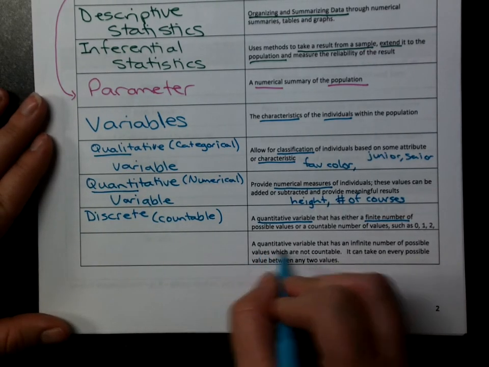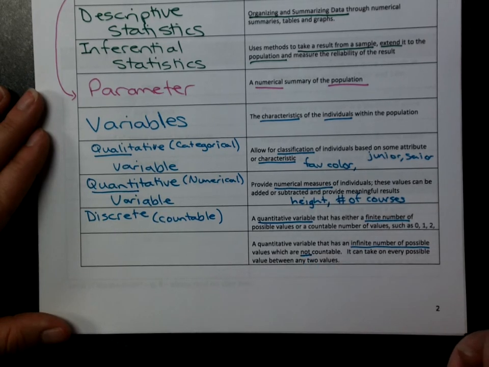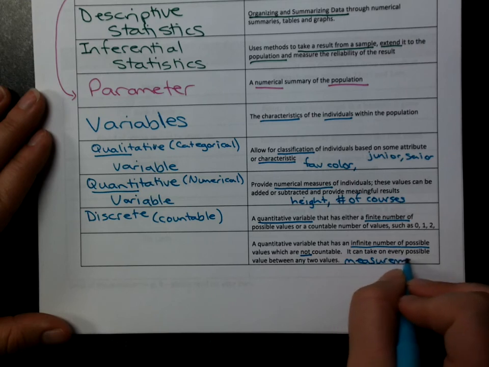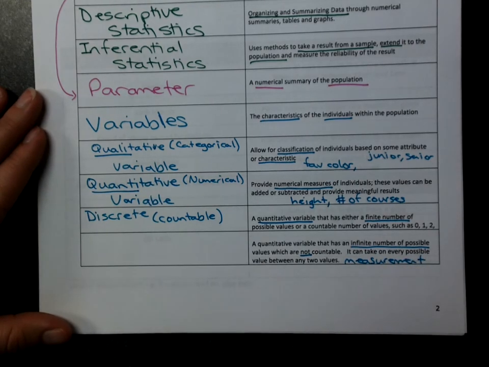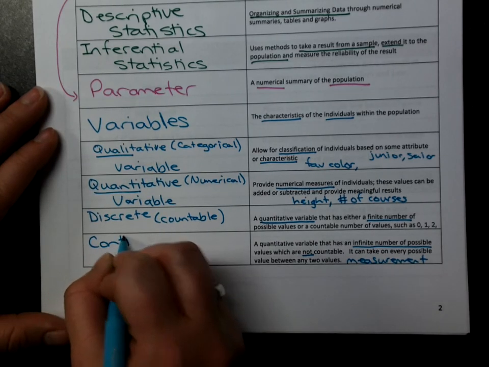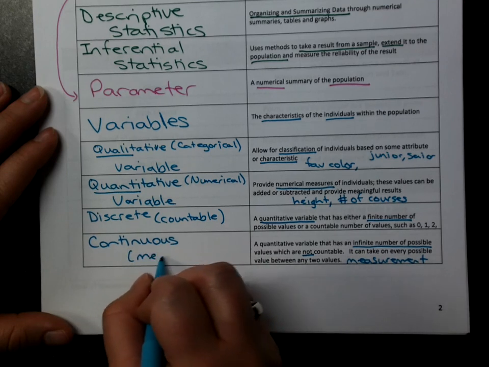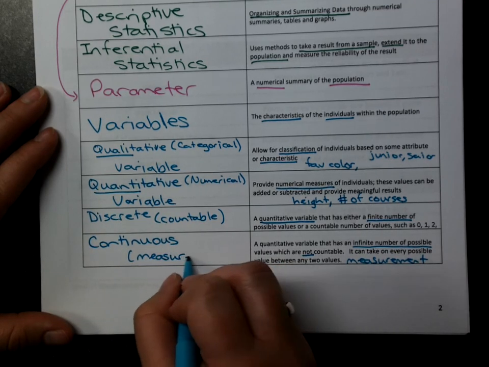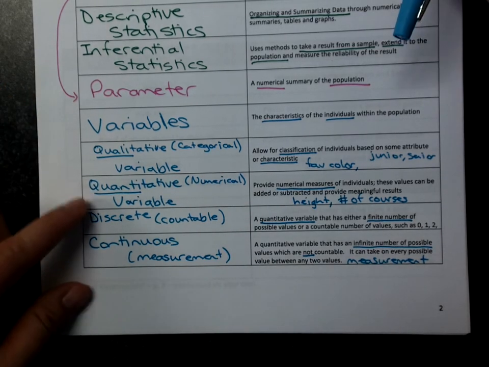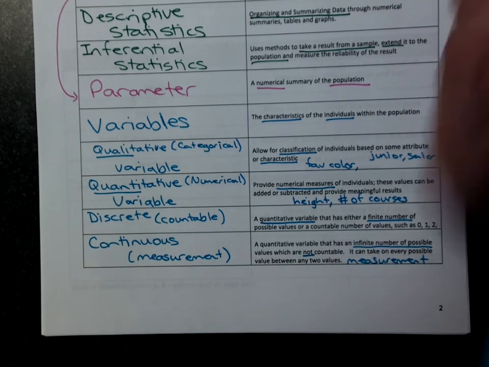And then a quantitative variable that has an infinite number of possible values that are not countable. This is more of a measurement. How tall are you? How much do you weigh? A volume of something. That is called a continuous quantitative variable, and that's a measurement as opposed to counting. So within quantitative, there are discrete and there are continuous variables, and we'll get into the difference between those two in the next video.